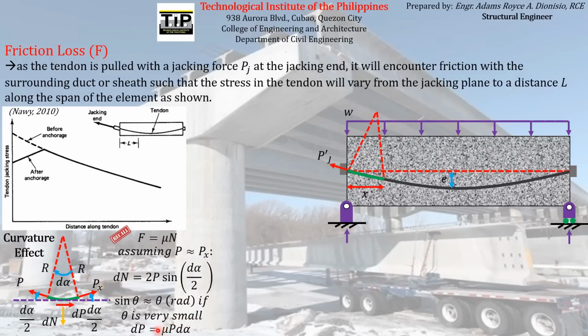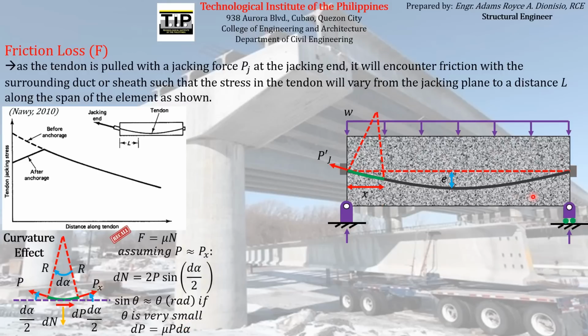So the magnitude of the differential frictional force acting on this differential length is just equal to mu, which is assumed to be constant all throughout the length of the pre-stressing reinforcement, times dN, the differential normal force here, which is equal to this. But since sine d alpha over 2 is just equal to d alpha over 2, we can multiply 2P by d alpha over 2, cancelling 2. The result will be P d alpha. So that will be our equation for accounting the curvature effect, which is the frictional loss due to the intended curvature of the pre-stressing reinforcement.